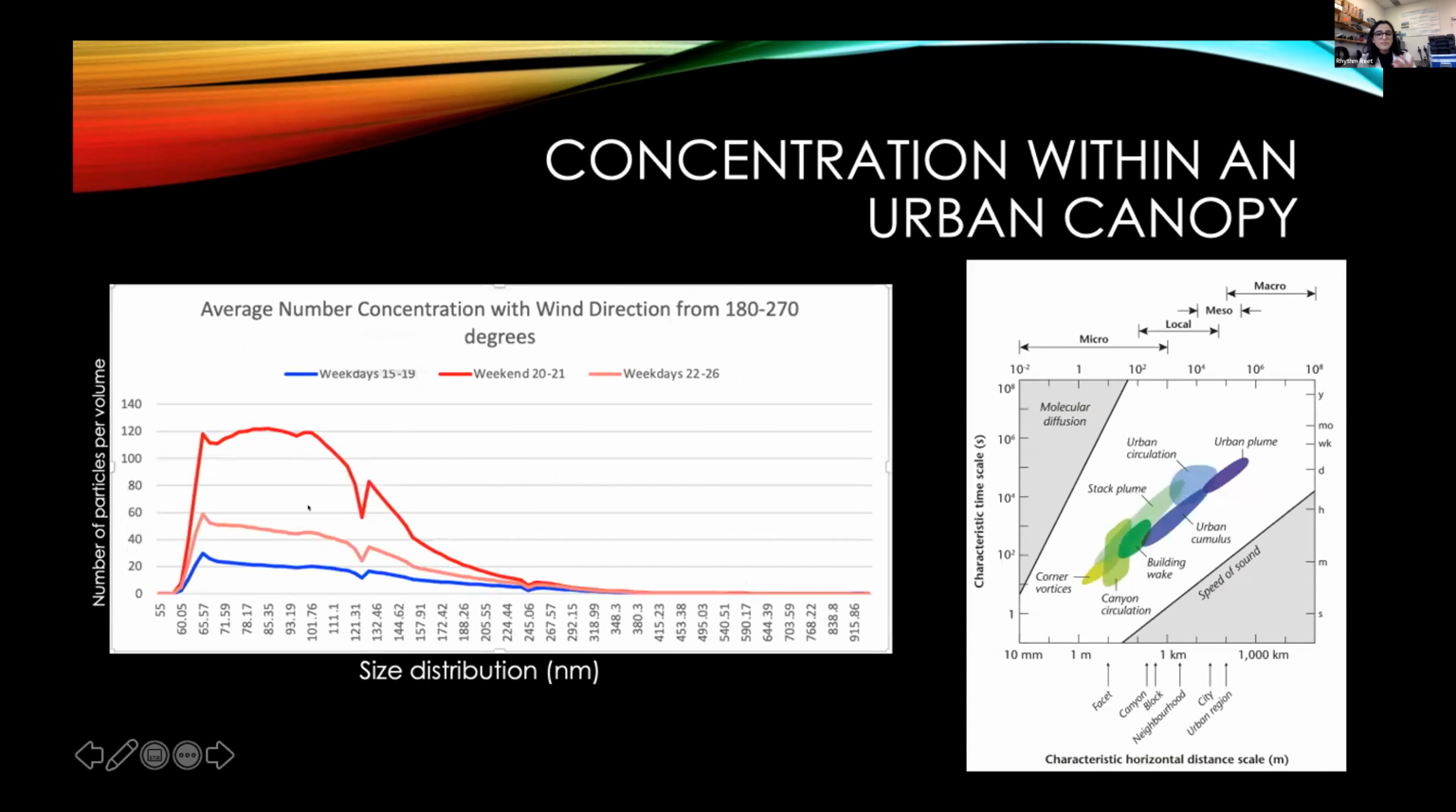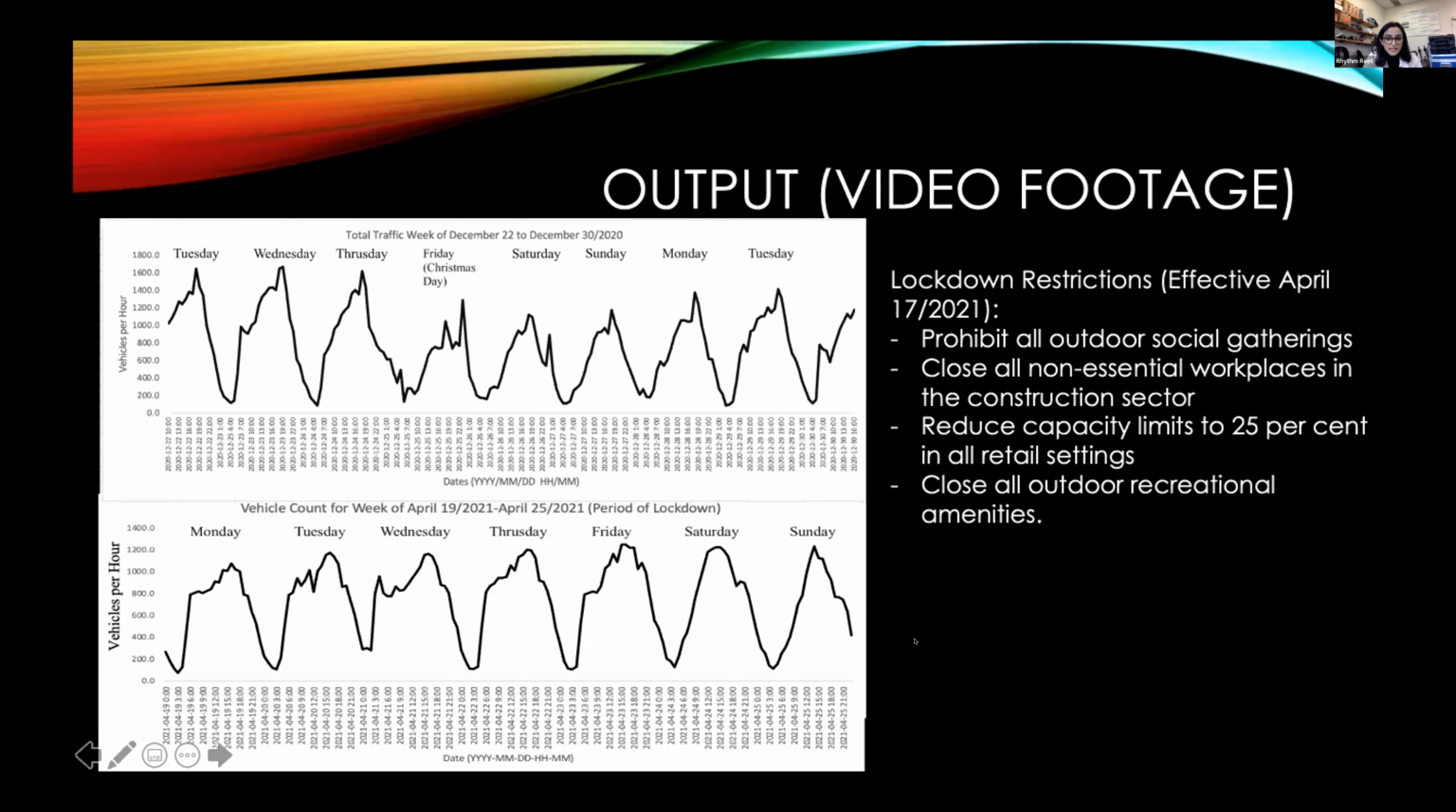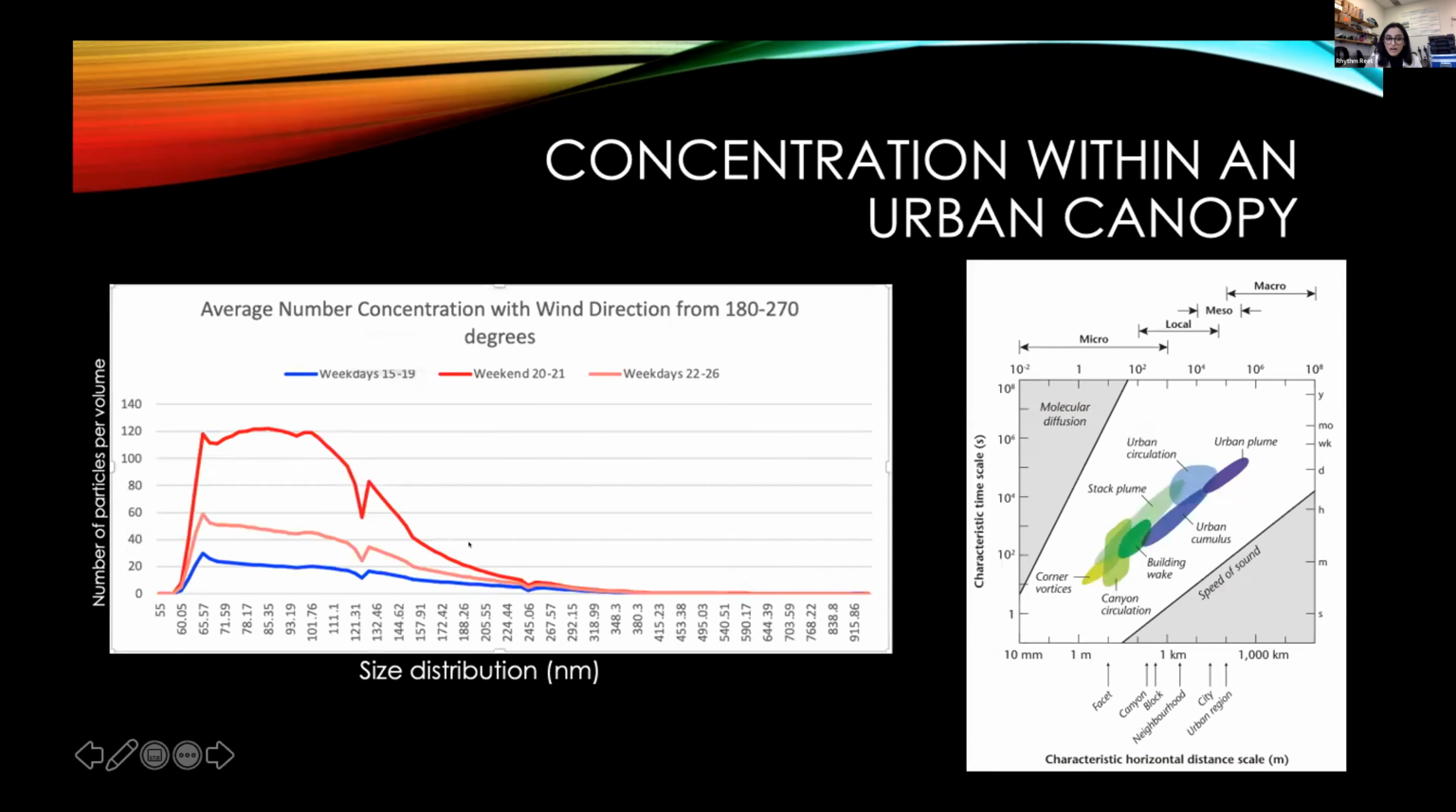I want to talk a little bit about concentrations within an urban canopy. So this is the average number concentration with wind direction from 180 to 270 degrees, from April 15 to April 26. So we're looking at a weekday and weekend difference. When we look at this plot right here, we should have around the same amount of particles if we did not do the flux and footprint. However, we see that the weekdays have much lower concentrations compared to the weekends.